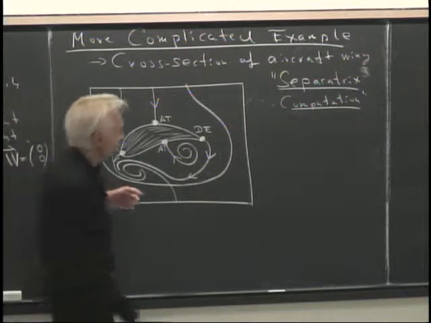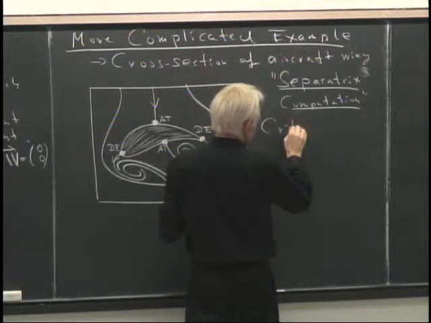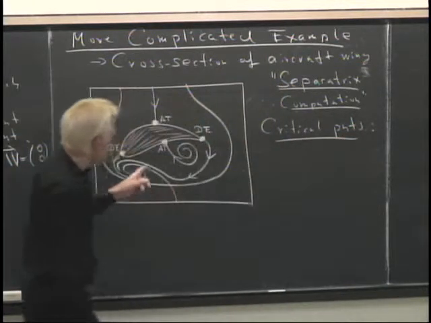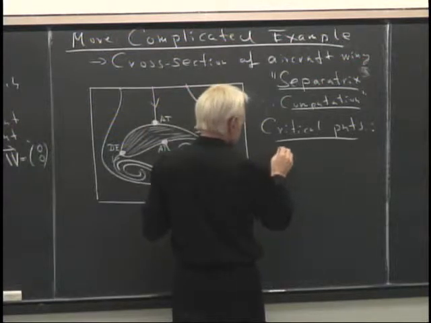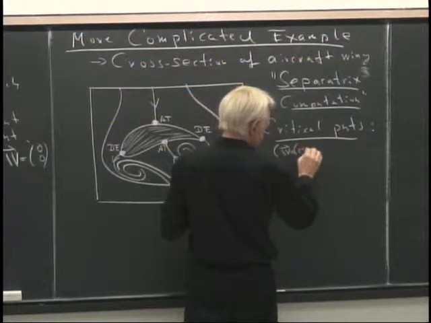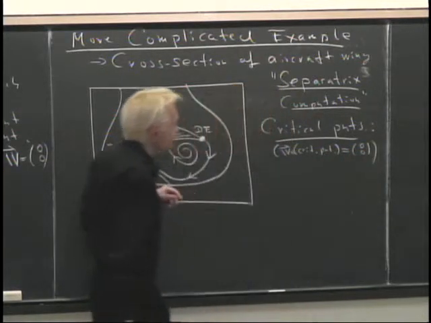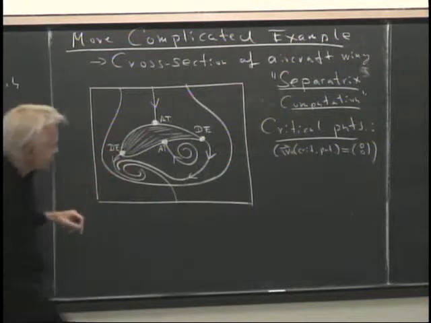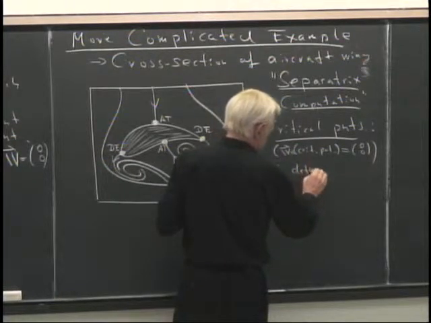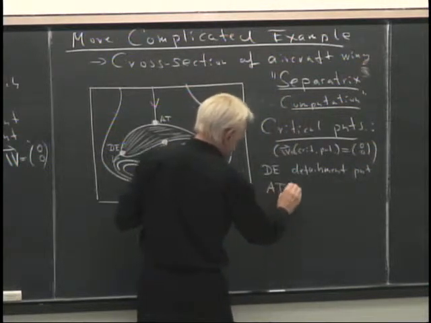And so I give you the legend now. We need to find critical points. Okay, these guys are important. The critical points are points where V at a critical point is the 0 vector, right? Detachment points, attachment points. DE is a detachment point. And AT is an attachment point.